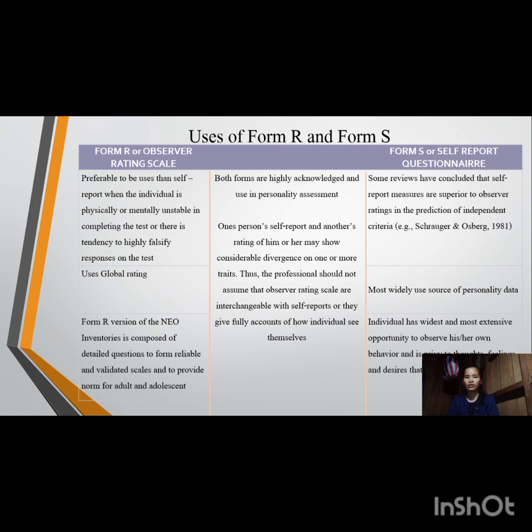The main difference between Form R and Form S is that Form R uses an observer to rate the client, while in Form S, the client himself or herself answers the statements on the test. It is also said that both the client's perspective and the significant perspective of others may be valuable to yield insights into the basis of interpersonal difficulty, which means that Form R and Form S can both be administered to a client.